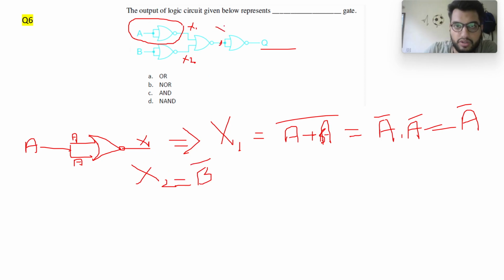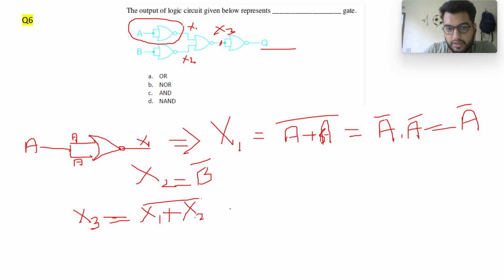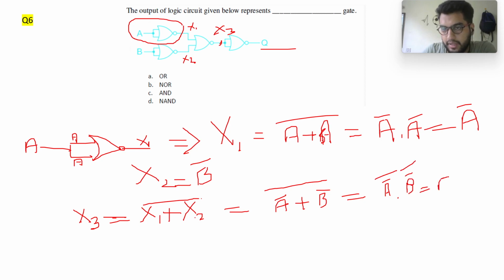Then we have this output x3. I'm just naming these signals x1, x2, x3. So x3 will be equal to (x1 plus x2) whole complement. So it's (A complement plus B complement) whole complement. Using De Morgan's law, it's A complement complement dot B complement complement. So it's simply A dot B.